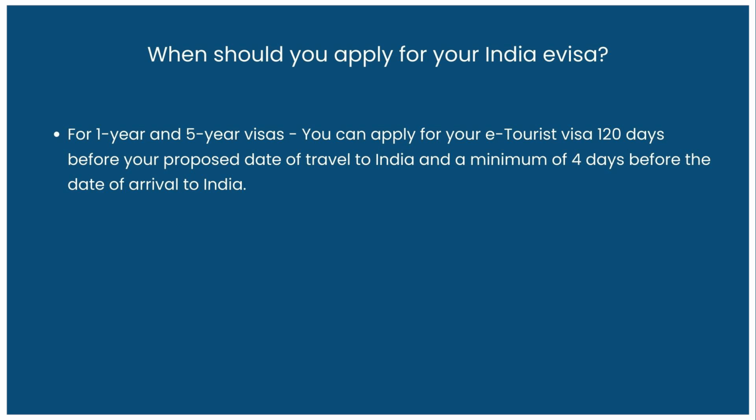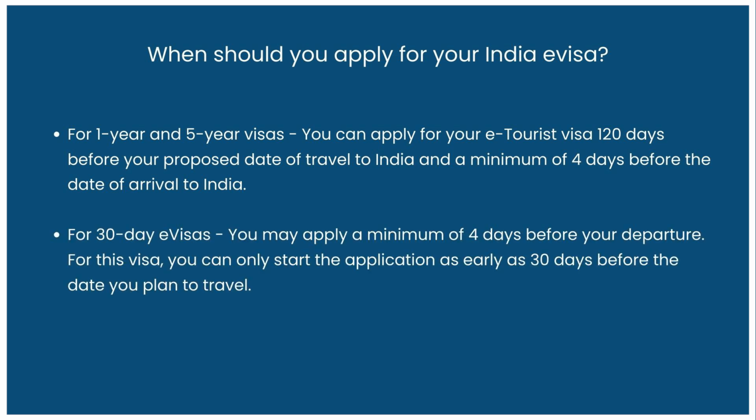When should you apply for your India visa? For 1-year and 5-year visas, you can apply for your e-tourist visa 120 days before your proposed date of travel to India and a minimum of 4 days before the date of arrival to India. For 30-day e-visas, you may apply a minimum of 4 days before your departure. For this visa, you can only start the application as early as 30 days before the date you plan to travel.